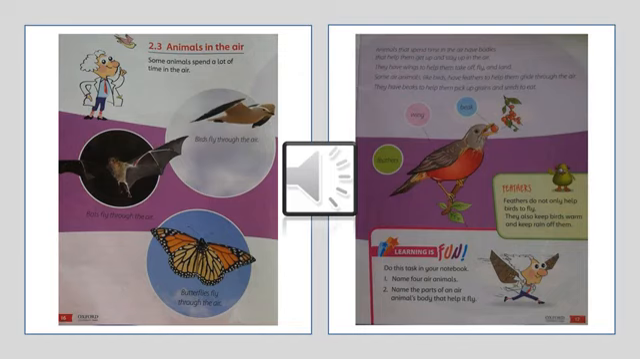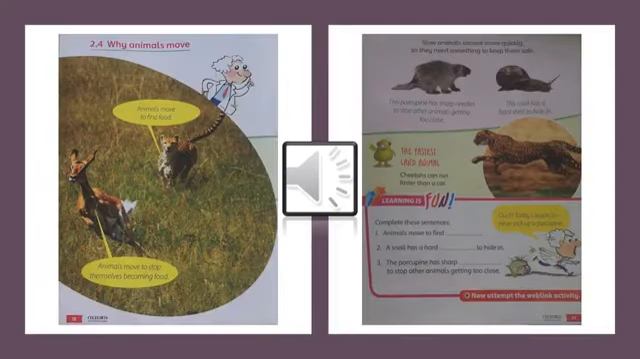Now name four air animals, and name the parts of an air animal's body that help it fly. Wings help them to fly, all right, and feathers help them to glide in the air. Name four air animals that you can discuss with your mamas or your brothers and sisters. Now move to the next page and next slide, page number 18.